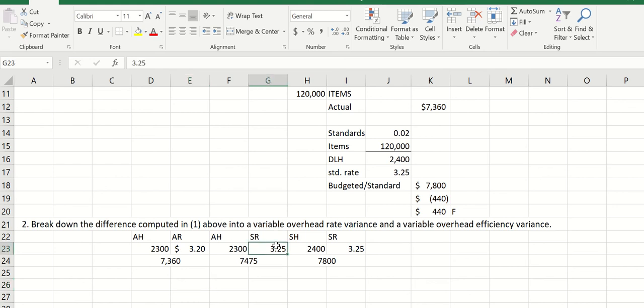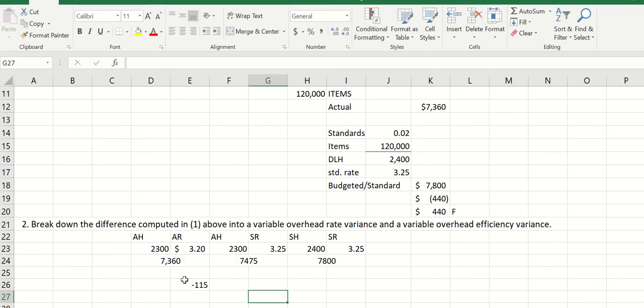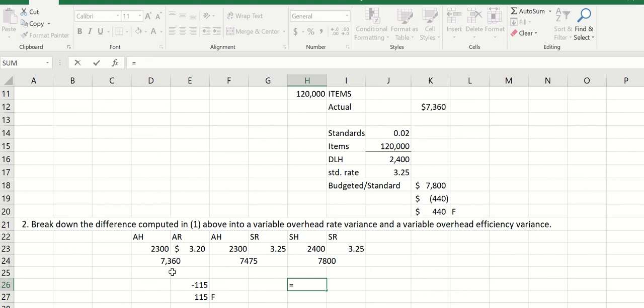I should have been paying $3.25. I actually paid $3.20, so I know this will be favorable. Hopefully this will let me do this. This one minus this one. Yep. And so it's negative, right? I came in under budget, so we would say 115 favorable. And this is considered our rate variance for our variable overhead, since the rates are changing, actual rate versus standard rate.